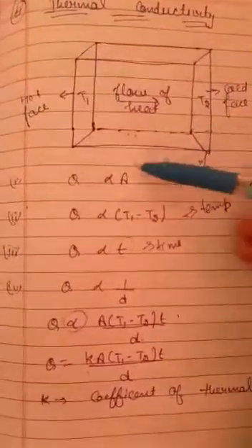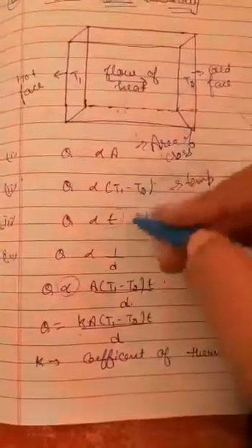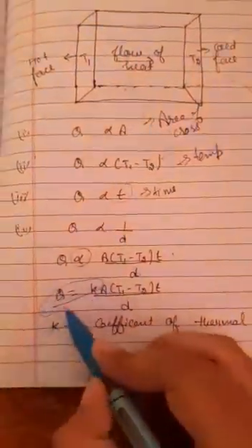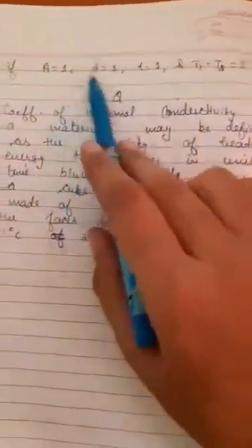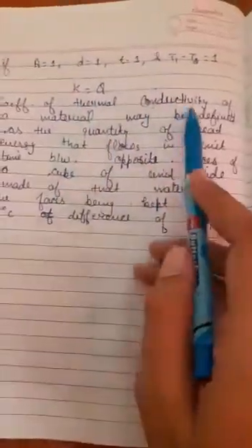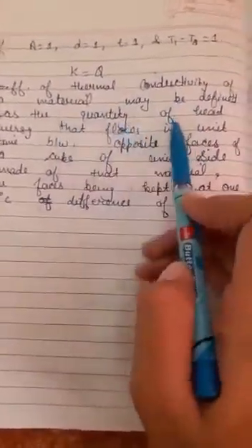The value of the coefficient of thermal conductivity depends upon the nature of the material of the slab. Suppose I take area 1 meter square, temperature difference 1 degree Celsius, time 1 second, and distance or thickness 1 meter. So what will I have? I will be left with the relation only: Q equals capital K. Just see this. If all these terms become equal to 1, then I get K equal to Q.